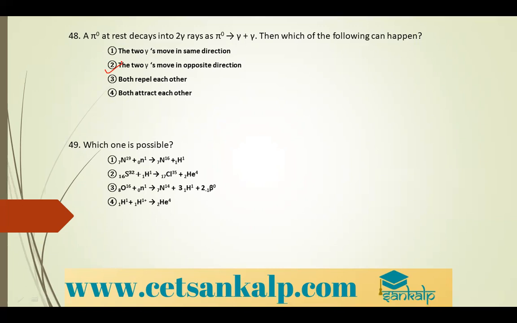So you have the law of lepton numbers. Mass number and atomic number are to be conserved on both the sides. Mass number and atomic number should be conserved on both the sides. So option C is the right answer. So mass number and atomic number should be equal.